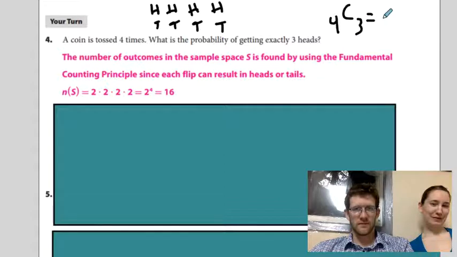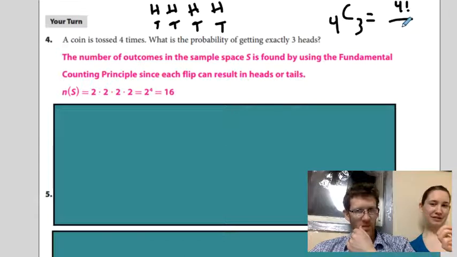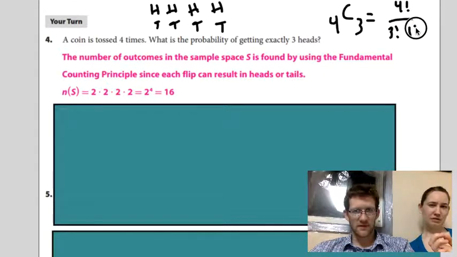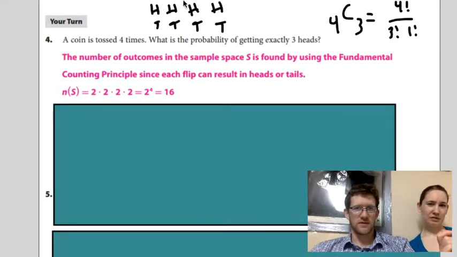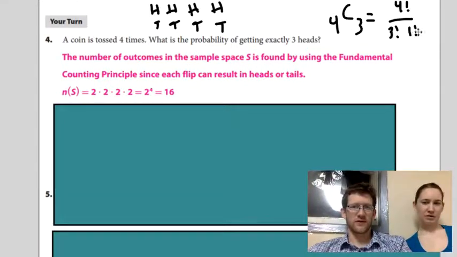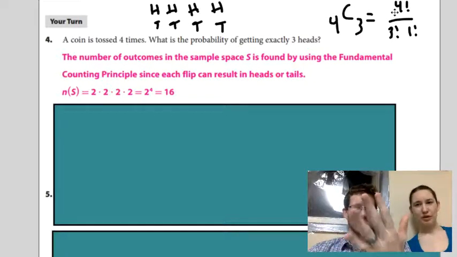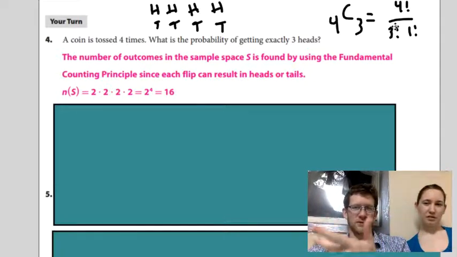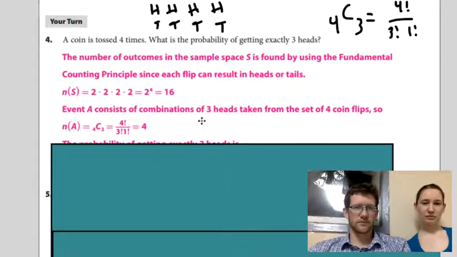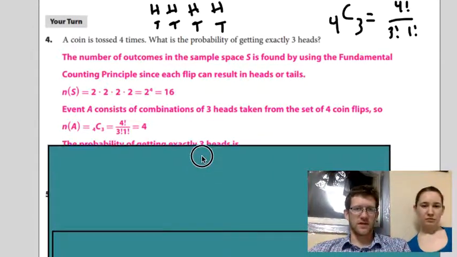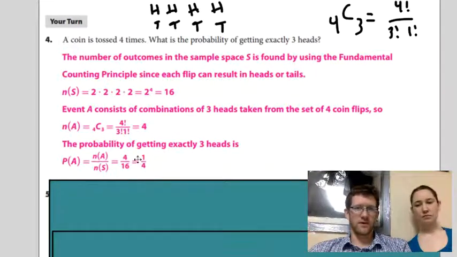So that would be 4 factorial over 3 factorial and 1 factorial. Which, as it turns out, is just 4, because the 1 factorial disappears, it's just 1. 4 factorial divided by 3 factorial. 4 factorial is 4 times 3 times 2 times 1, and 3 factorial is 3 times 2 times 1. So the only part that's left is the 4. So it's actually 4, which gives us 4 out of 16, or 1/4.